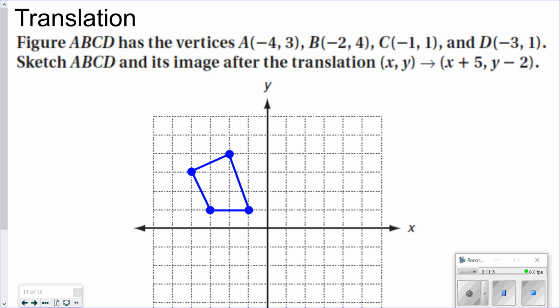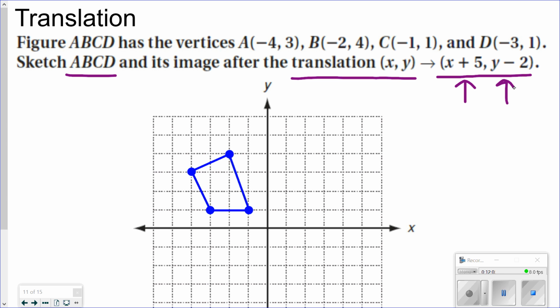So now we're going to practice actually translating a figure. We have figure ABCD, and it has these vertices, so it's already plotted here for us. We want to sketch the new figure ABCD and its image after a translation where we're going to add 5 to our x value and subtract 2 from our y value.